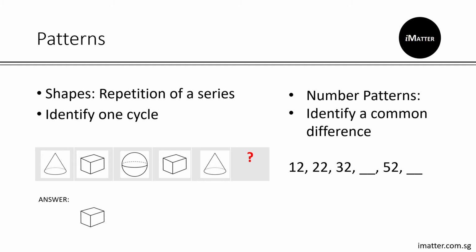The common difference is that it increases each time by 10. So in the blanks, it would give you an answer of 42 and 62.